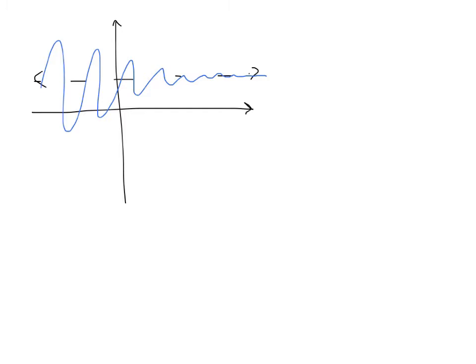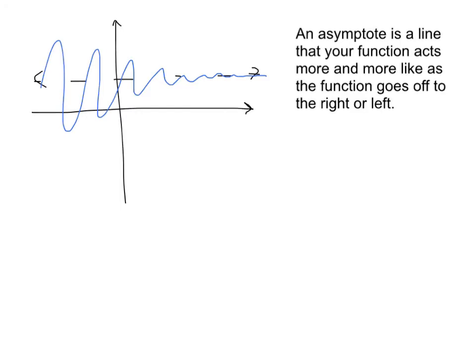The reason is, the important thing about an asymptote isn't that you don't touch it. It's that as you go on and on in the function, your function is acting more and more like that line. So there it is in common English: the asymptote is a line that your function acts more and more like as the function goes off to the right or to the left. But that isn't really very precise. It's not very mathematical, right?